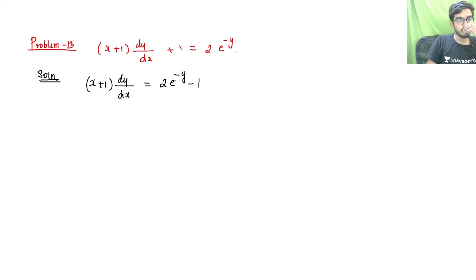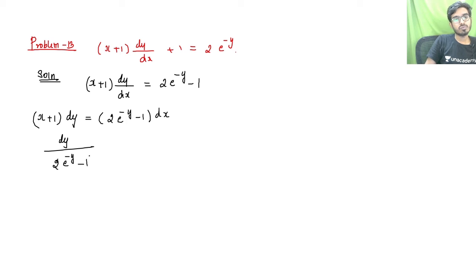So we just bring this term to this side, this term to that side. So this will be the same as x plus 1 into dy is equal to 2 into e power minus y minus 1 dx. So you just separate the variables: dy and y to one side, dx and x to the other side. So we will have dy divided by 2 into e power minus y minus 1 is equal to dx divided by x plus 1. So we have separated the variables.